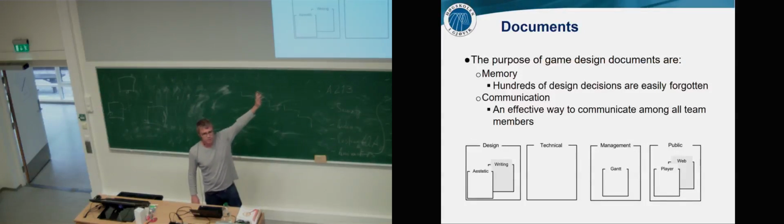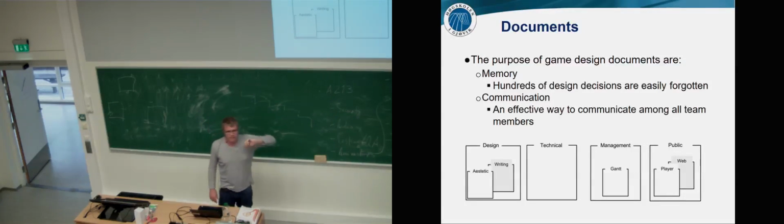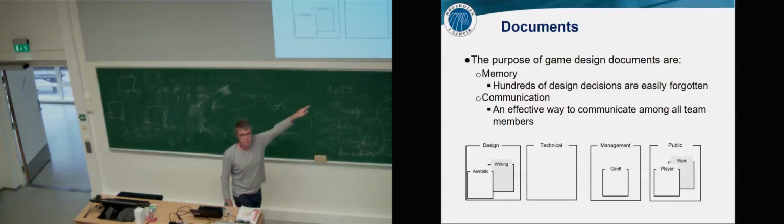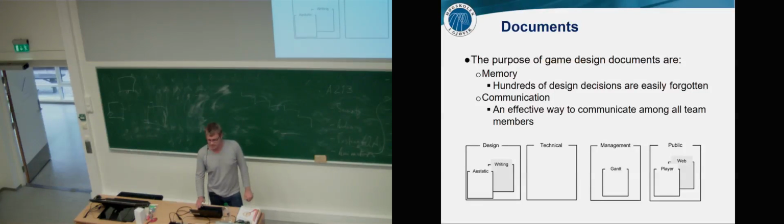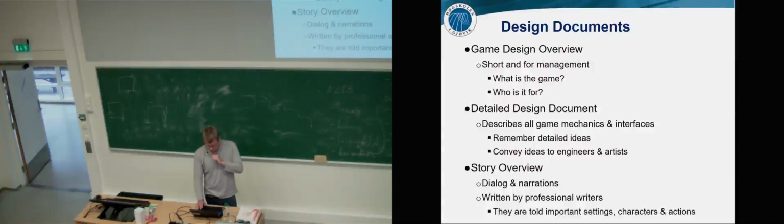So design, it's more like the gameplay and aesthetics aspects. Technical is about what the hard technical constraints and decisions made are, which is a very important one. Management is about communication to your managers in particular, or the funders, and then obviously any stakeholder like the public, right? So those would be the possible contents. The first would be a game design overview, detailed design documents, a story overview and so on. I'll probably not run through those individually because it's quite straightforward.